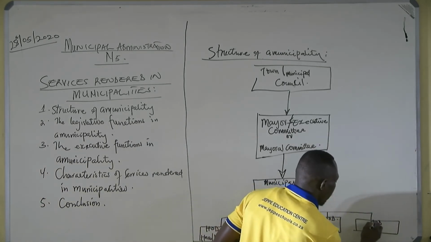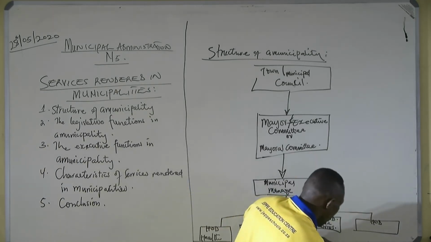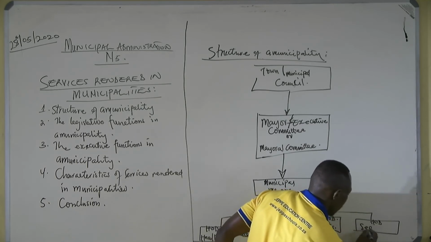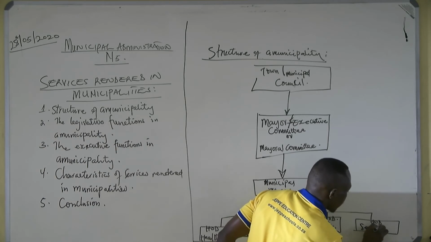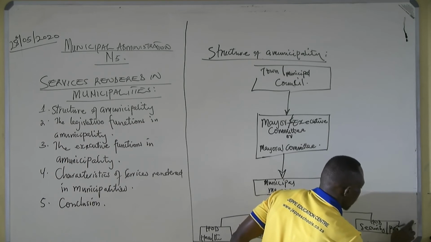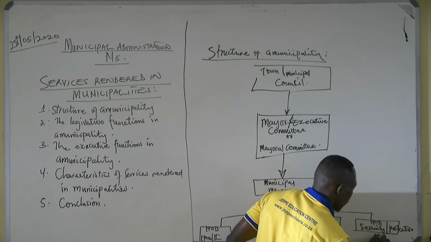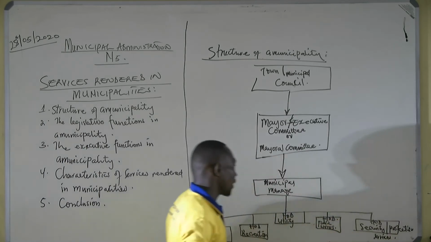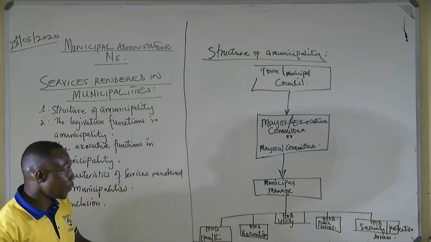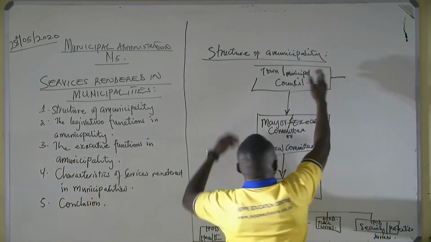And then lastly, we have another department somewhere here under the leadership of the head of that department, and this one is in charge of security services or protection services. You can say this is in charge of security or protection services in a municipality. So this is an outline of the structure of a municipality, how it's supposed to be.